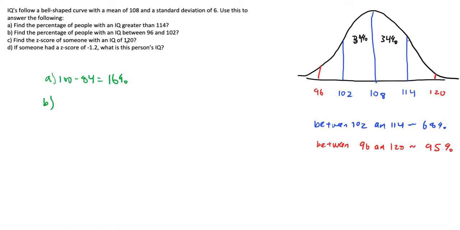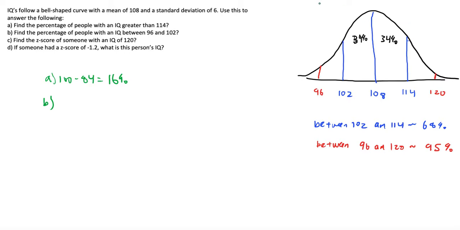What percent of the people have an IQ between 96 and 102? Okay. So here's where we've got to look at the numbers here, right? So we know that 2 standard deviations away means 95% of the population has an IQ between 96 and 120. Okay, so this is the middle 95%. So what is half of 95, right?